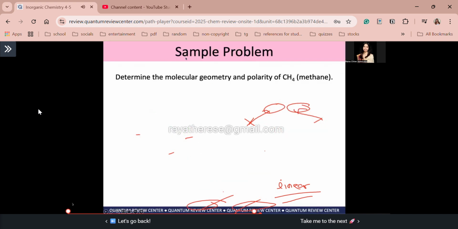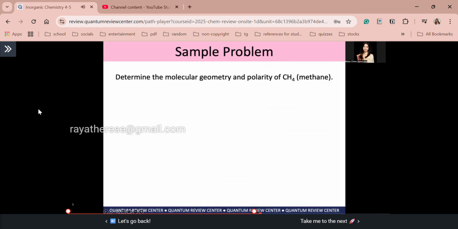Okay? Now, we have a sample problem. Determine the molecular geometry and polarity of CH4, methane. Okay, pause this first and try to answer. Okay, guys, now let's answer. As you know, we should know that this is the Lewis structure for methane. It has 4 bond pairs. Thus, its molecular geometry is tetrahedral. Now, what can we say about its polarity? Guys, take note that tetrahedral molecules are highly symmetric. But more than that, this molecule has C-H bonds. Because it has C-H bonds, methane is non-polar.